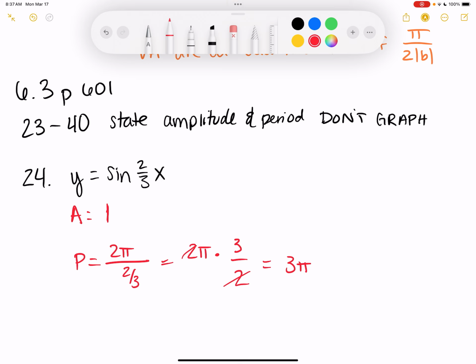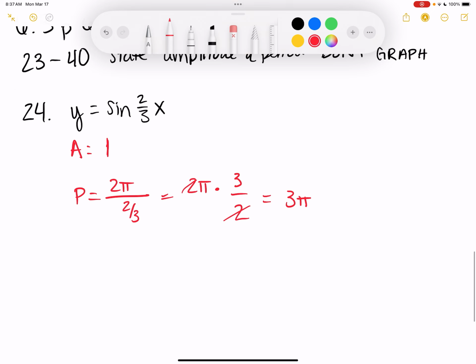Let's see. And just as a refresher, where does the sine graph start? 0. Yep, at 0. So if we were graphing this, we would be starting at 0, but we're not graphing this one. Let's see, 30.